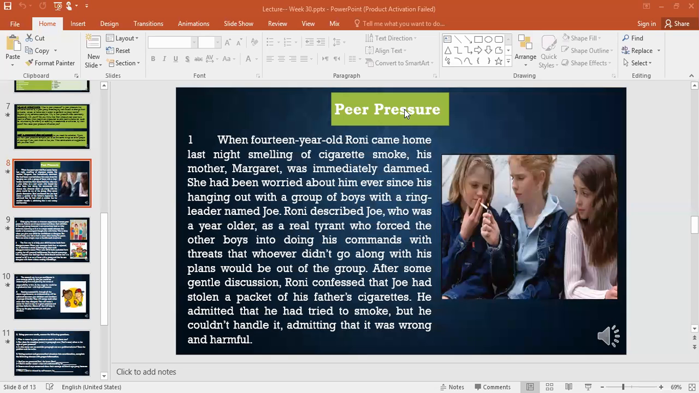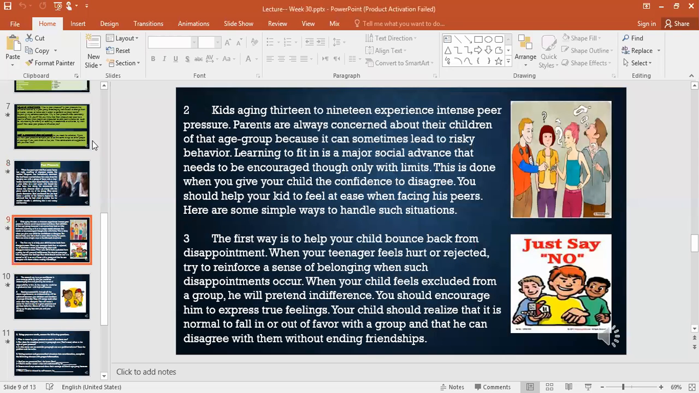Because if she had shouted or yelled or insulted Roni, he wouldn't have even told her, Joe is obliging me to smoke, right? Yes, he would have lied. But because they said a gentle discussion, his mom was very quiet, Roni confessed, and he told the truth that Joe had stolen a packet of his father's cigarettes. He admitted that he had tried to smoke. Yani, he told the truth and he said that he tried to smoke, but he couldn't handle it, admitting that it was wrong and harmful. So he felt that smoking is wrong and it is also harmful.